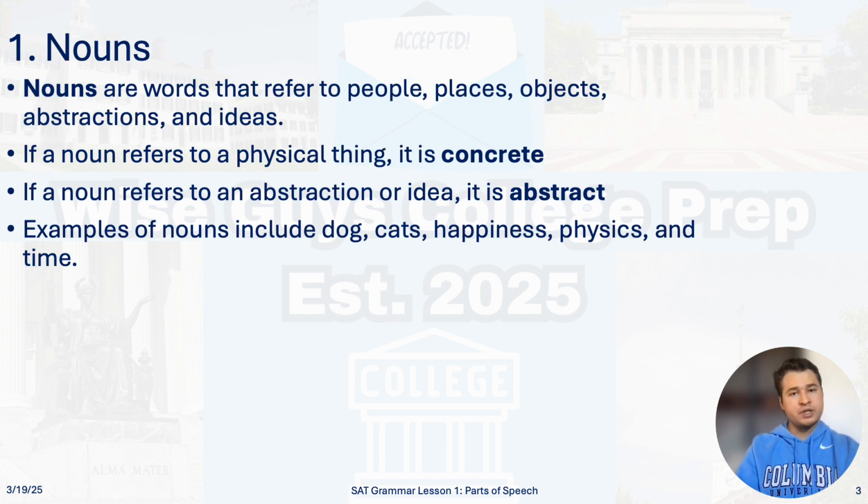Nouns are words that refer to people, places, objects, abstractions, and ideas. If a noun refers to a physical object or thing, it is concrete. If a noun refers to an abstraction or idea, or in general, something that is intangible, something that cannot be perceived with your senses, it is abstract. Examples of nouns include dogs, cats, happiness, physics, and time.